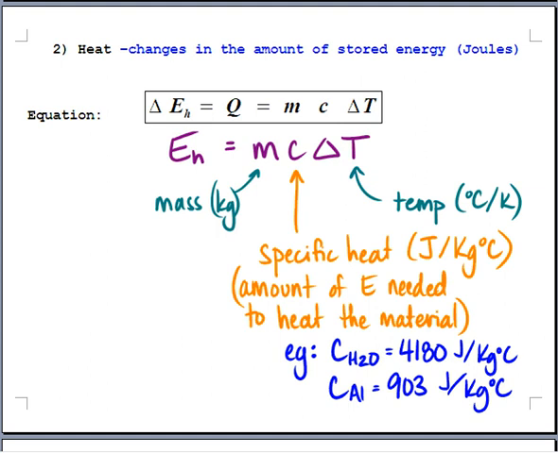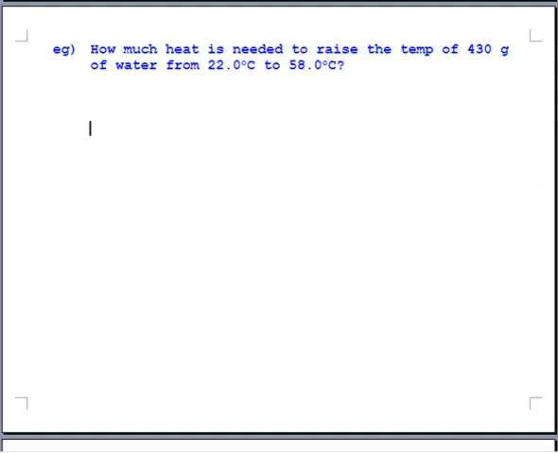So let me show you a couple of examples using this equation. I don't think you'll find it too bad. So here we're looking for how much heat, or how much heat energy, you can think that. How much heat energy is required if we want to heat up 430 grams of water from 22 degrees Celsius to 58 degrees Celsius. So maybe you're trying to reheat a cup of coffee or a hot chocolate or something like that. We are simply going to use the equation that we wrote down on the last page.